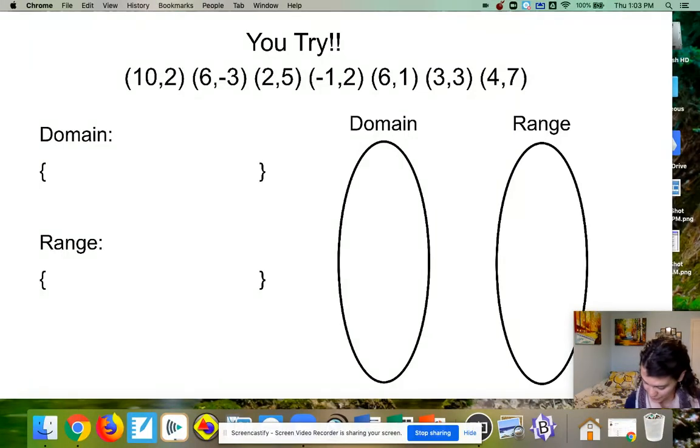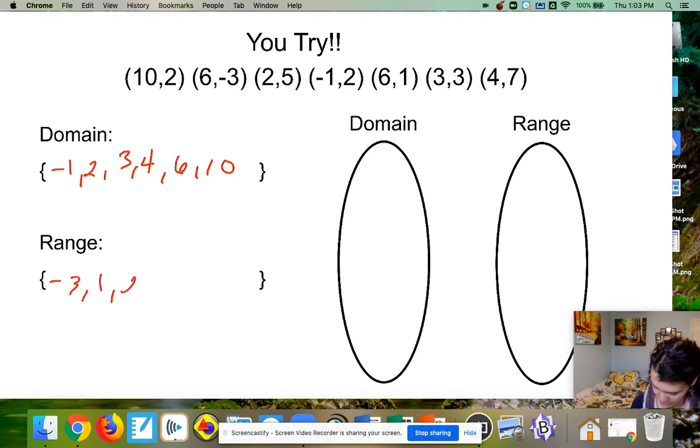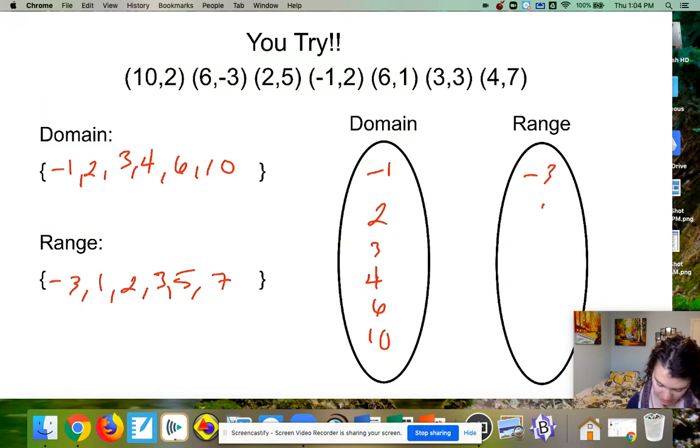All right, so the domain, you should get -1, 2, 3, 4, 6, and 10. Your range is -3, 1, 2, 3, 5, and 7. So if you list those out, we have -1, 2, 3, 4, 6, and 10, and -3, 1, 2, 3, 5, and 7. And then you want to draw your arrows.